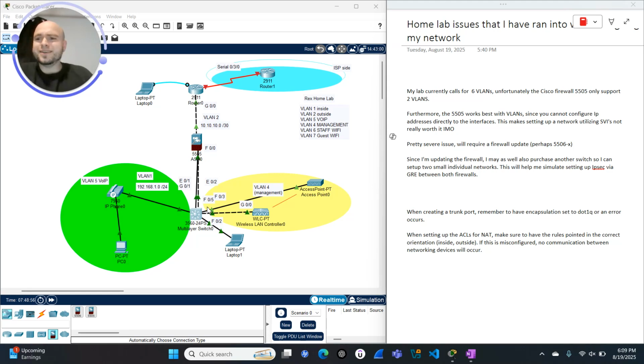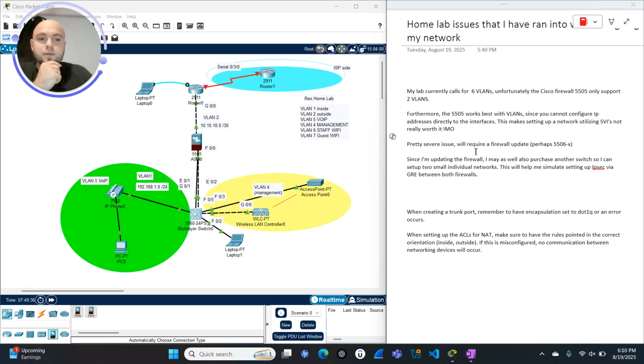I can't complain because I got all my equipment through eBay, and I got the switch for like $35. So I feel like for the price, it was actually really good. I am considering upgrading to a 5506X. I talked with ChatGPT for a little bit. The 5506X supports a lot more VLANs, and I'm assuming it would allow me to configure interfaces via IP address, but we'll see. I'm still going to do some research if I do upgrade.